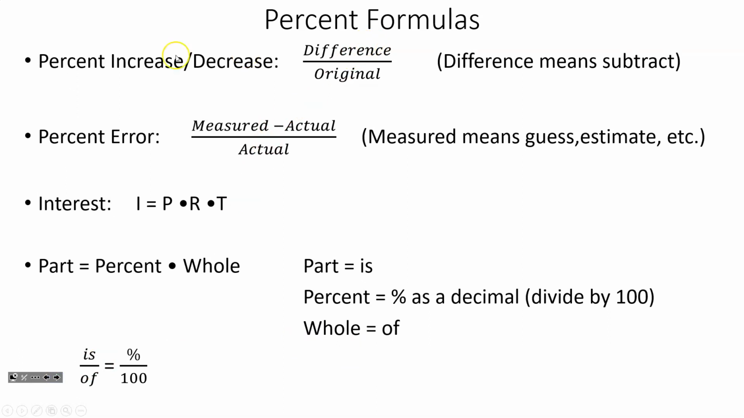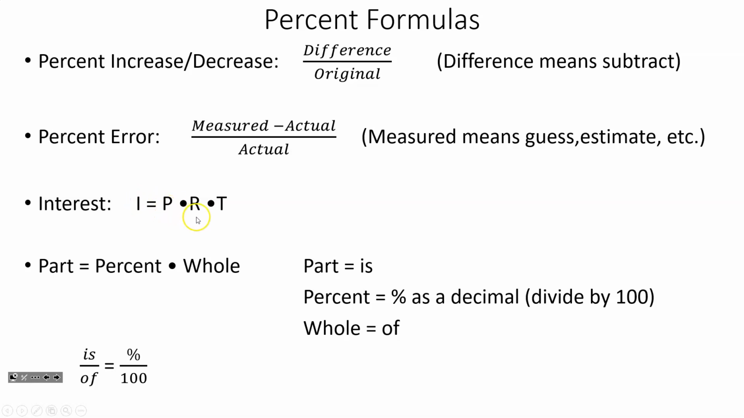For other formulas, you need to know percent increase and decrease. It's difference divided by original. Just remember the difference means you need to subtract numbers. For percent error, you're doing measured minus actual divided by actual. The measured means to guess or estimate or predict or something like that.